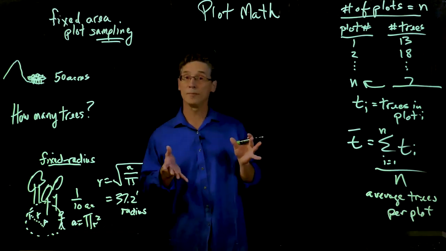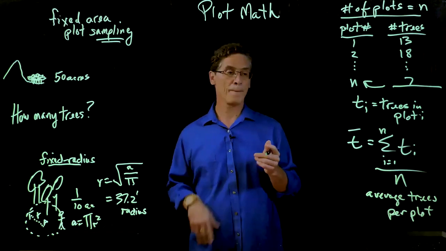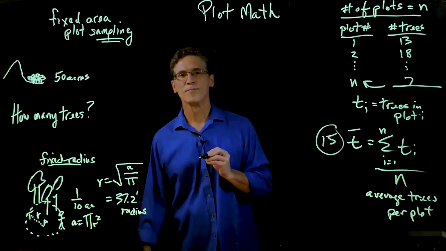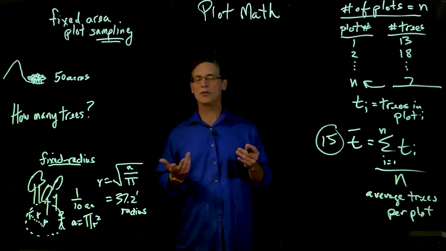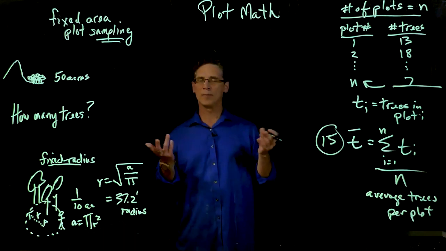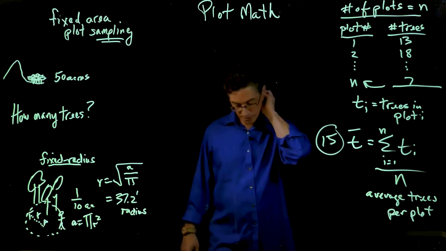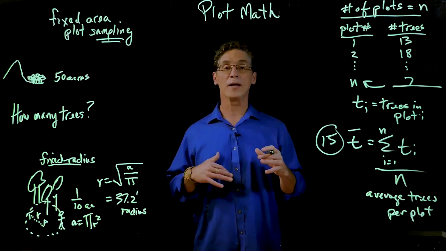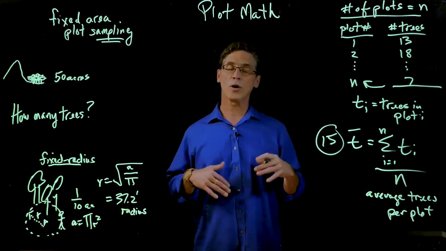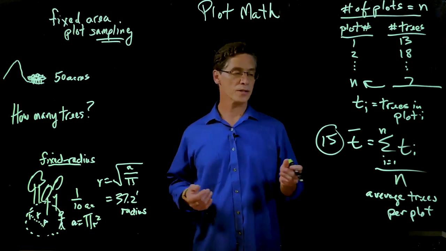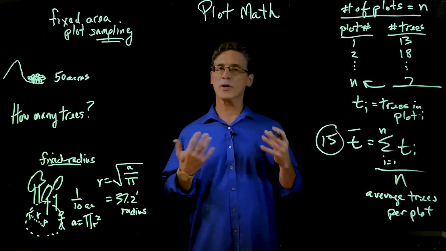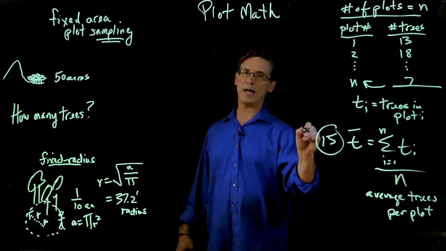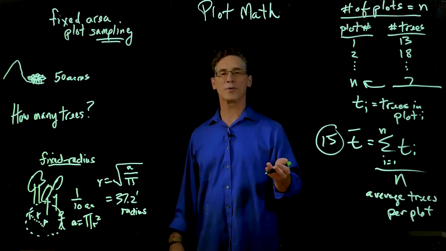Okay, so now we know the average number of trees per plot. Let's say that number comes out to be 15. Okay, so 15 trees per plot. What do I do with that number? That's a number that's hard to visualize. And in forestry, we express almost all values on a per unit acre basis or in the metric system on a per hectare basis. Right now I'm working in the English system, so we're talking about acres. So how do we convert average trees per plot into average trees per acre?